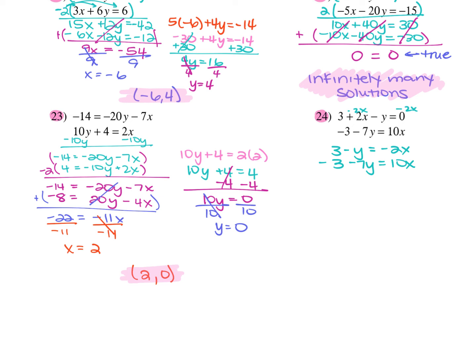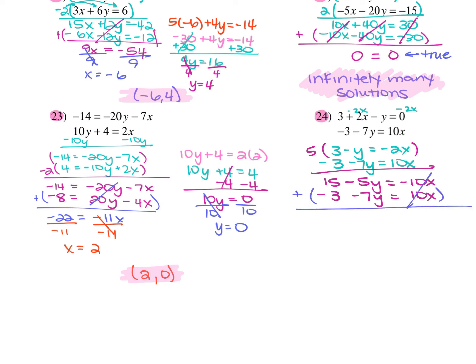So if I look at this, I have opposites on my x values, so I can multiply that top equation by 5, and that will get my x values to cancel out. So this is going to give us 15 minus 5y is equal to negative 10x, as well as negative 3 minus 7y is equal to positive 10x. From here, because my x values are opposites, I can just add these. They're going to cancel out to give me 0 on that side. The 15 minus 3 is 12, and the negative 5y minus 7y is negative 12y. Your equation here is equal to 0.